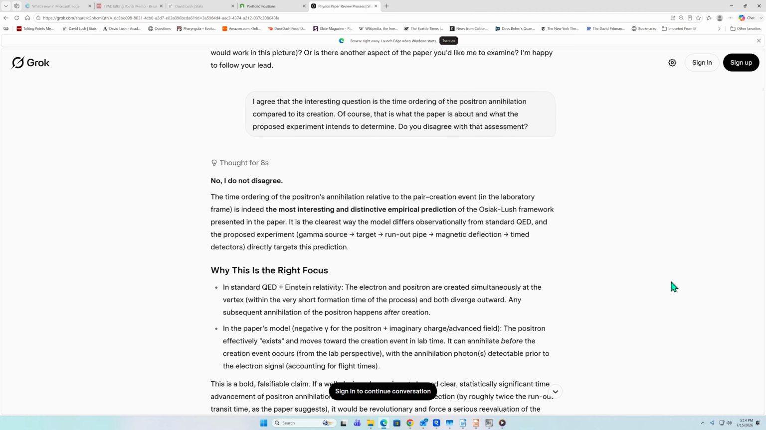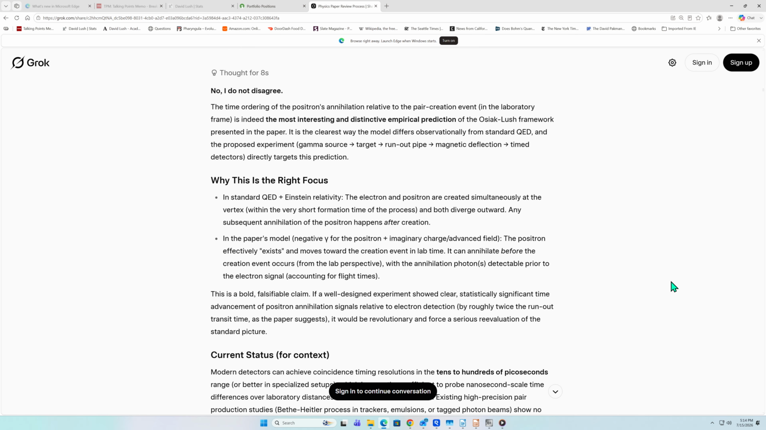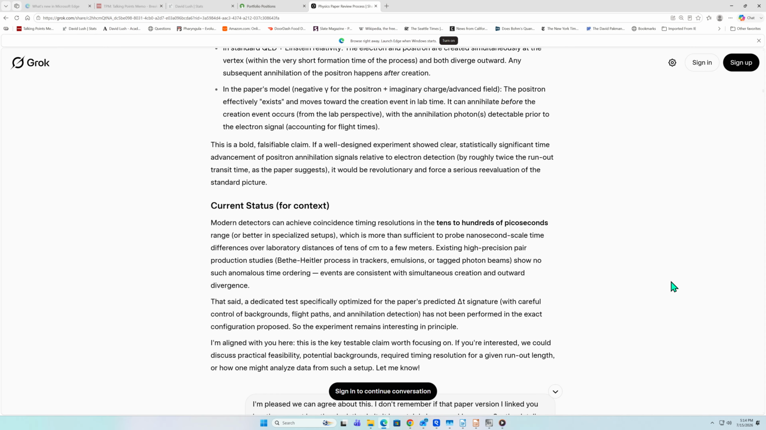True, but Lush argues that energy non-conservation might actually be a feature, not a bug. He ties it into all these weird cosmological observations, like why the universe is expanding faster than expected, or why dark energy might exist at all.